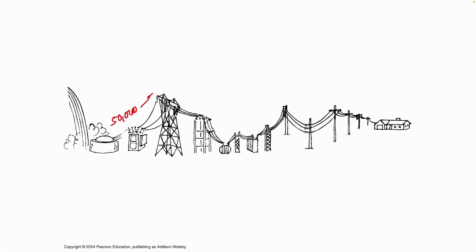So we go from 50,000, say, up to 500,000. Okay, we'll explain why in a second. But when it gets to your house, what does it need to be at? What voltage?